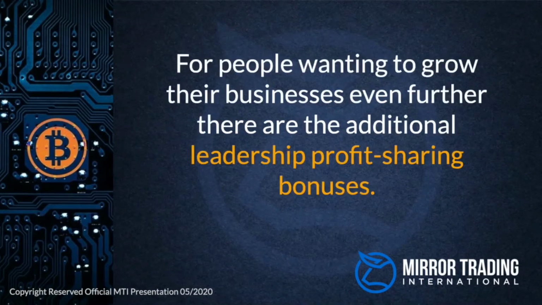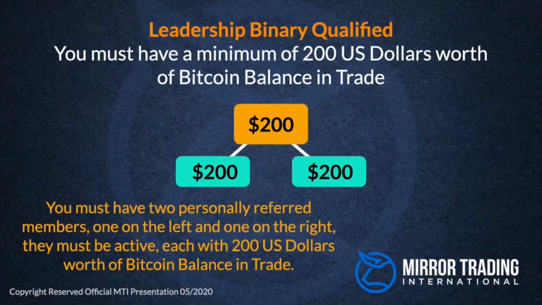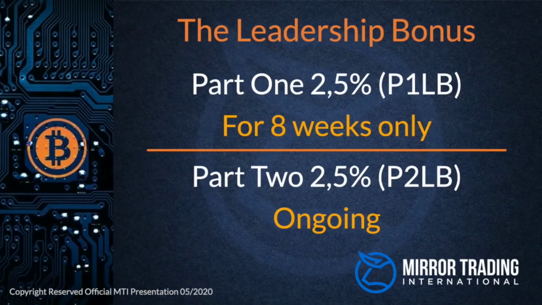For people wanting to grow their businesses even further, there are the additional leadership profit sharing bonuses. To qualify for leadership bonuses, you will need to be leadership binary qualified. To become leadership binary qualified, you must have a minimum of $200 worth of Bitcoin balance in trade. You must have 2 personally referred members, one left and one right. They must be active, each with $200 worth of Bitcoin balance in trade. Next, there are the leadership bonuses.